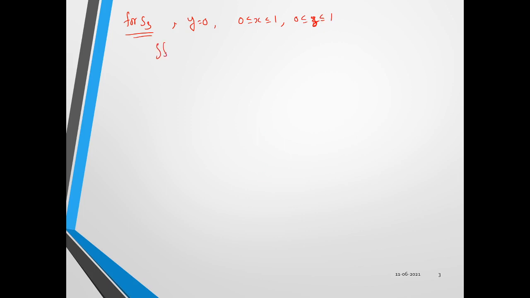Now you have to find the integral over S3 of f dot n dS. This is equal to the double integral over R3 of 2x i plus y, which is 0, so 0, plus z square k. Now what will be this normal?